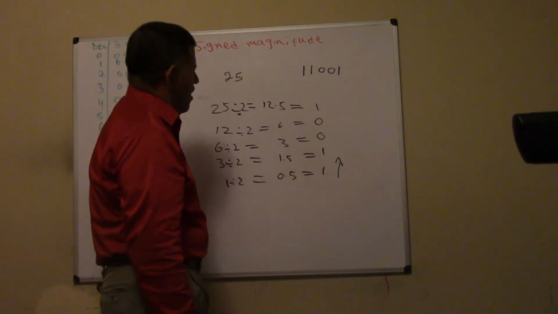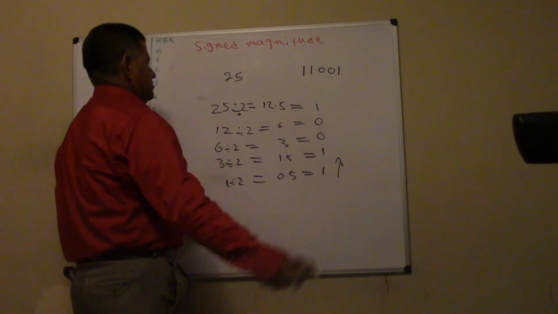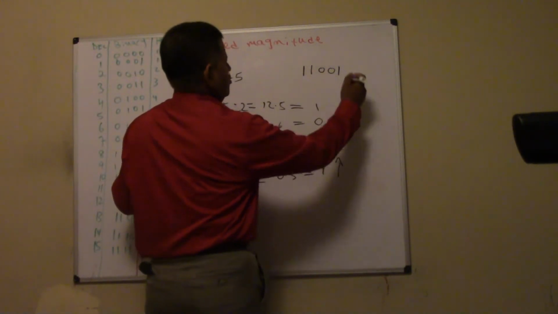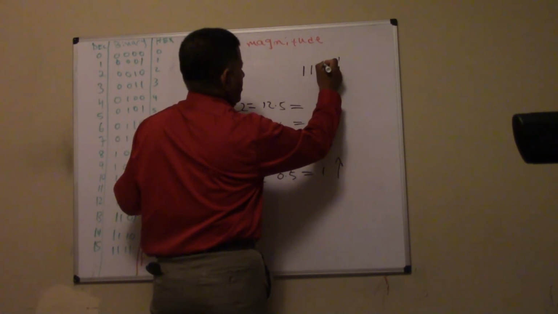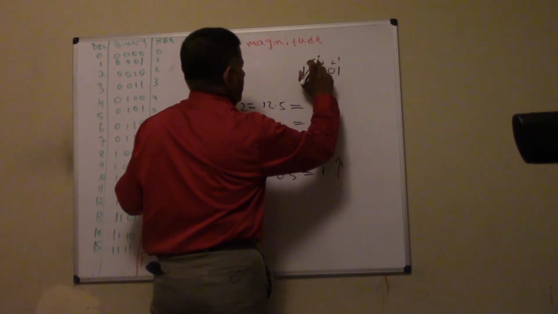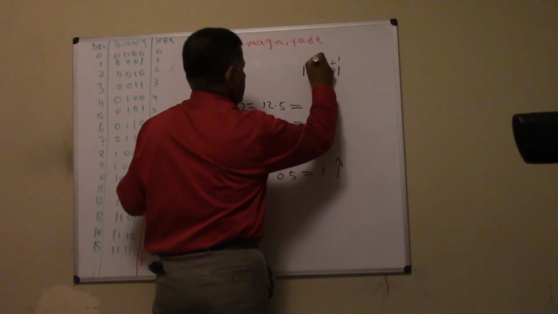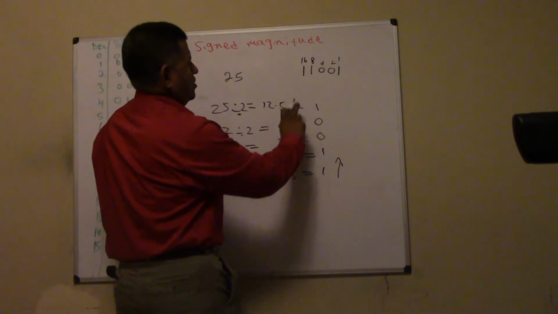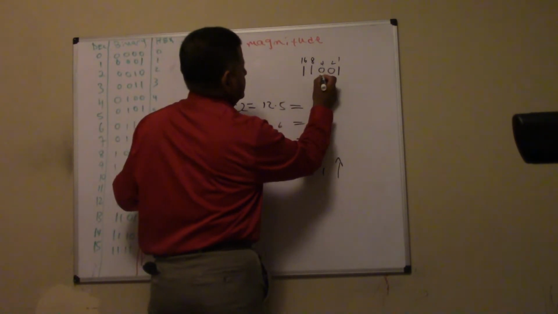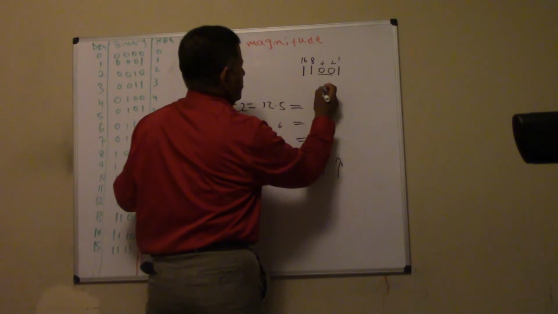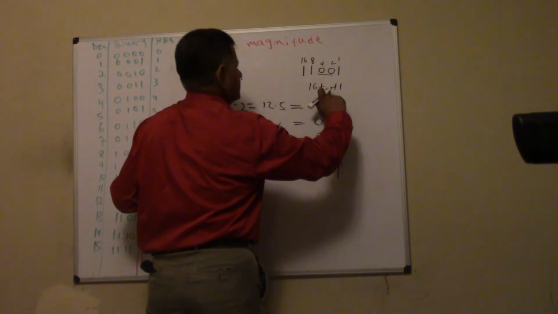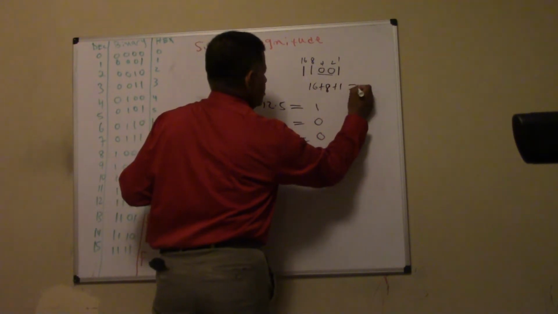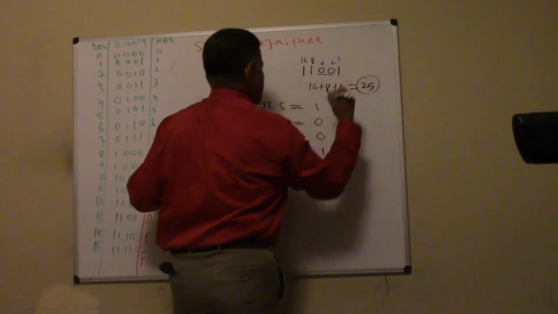Now how can you check you got 25? Well, you do the math again. This would be 1, 2, 4, 8, 16. Here you get 0 because you got zeros in these. So you got 16 plus 8 plus 1, which is equal to 25.